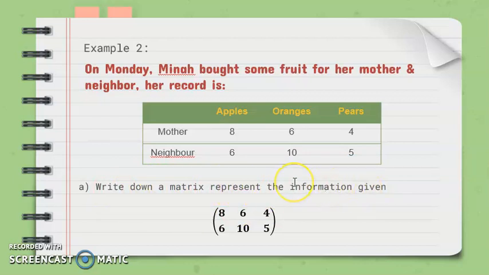So how many sets do we have? Mother and neighbor, so 2 sets. Then how many types of fruit? Apples, oranges, and pears. So we can write down here: apples, oranges, and pears. So we have 3 columns and 2 rows. So this is the matrix to represent the data.